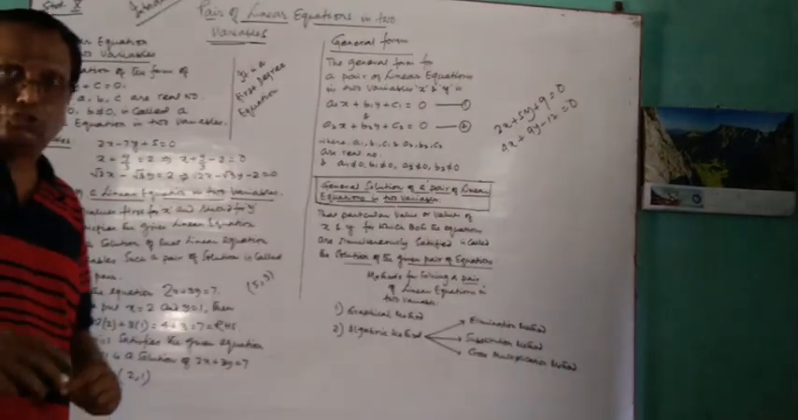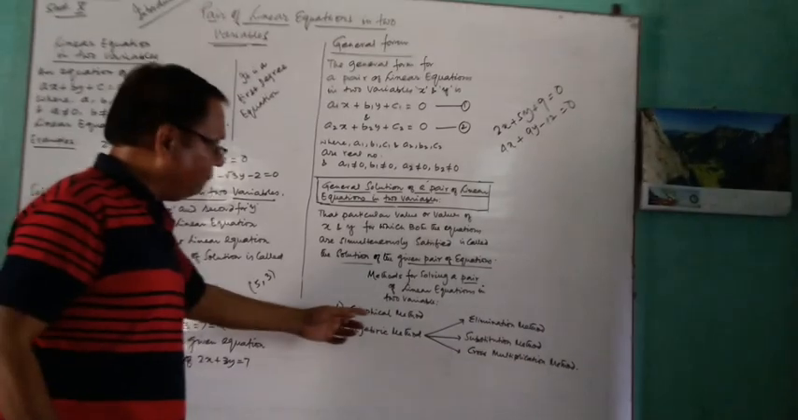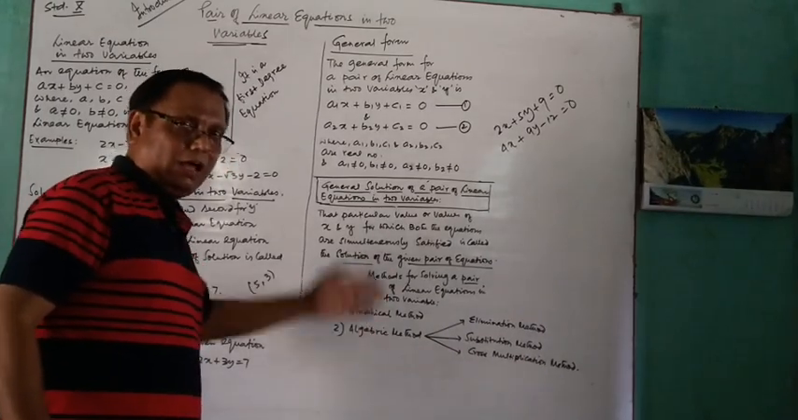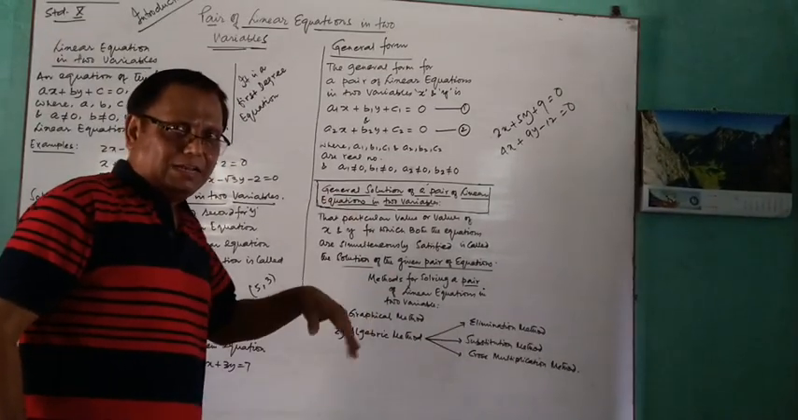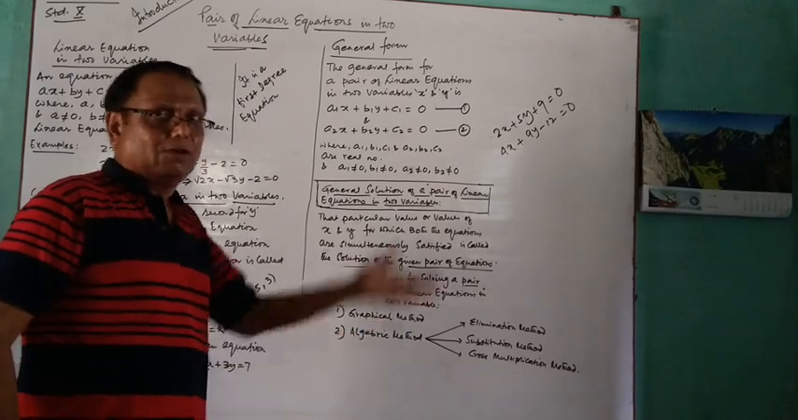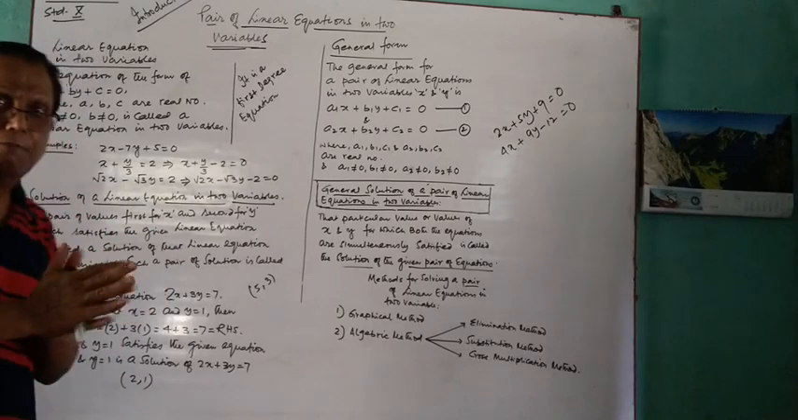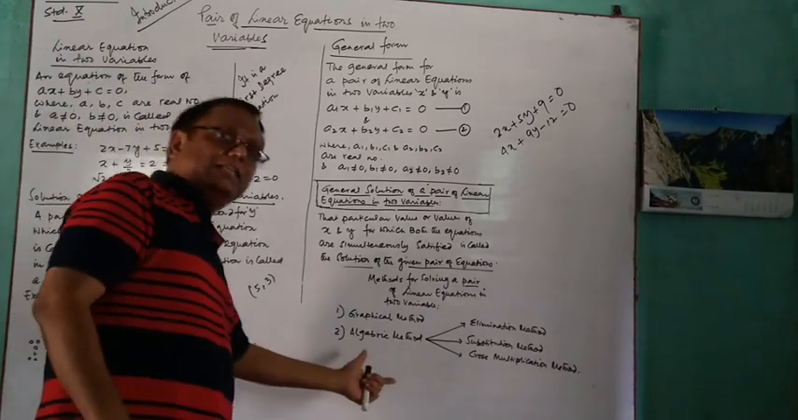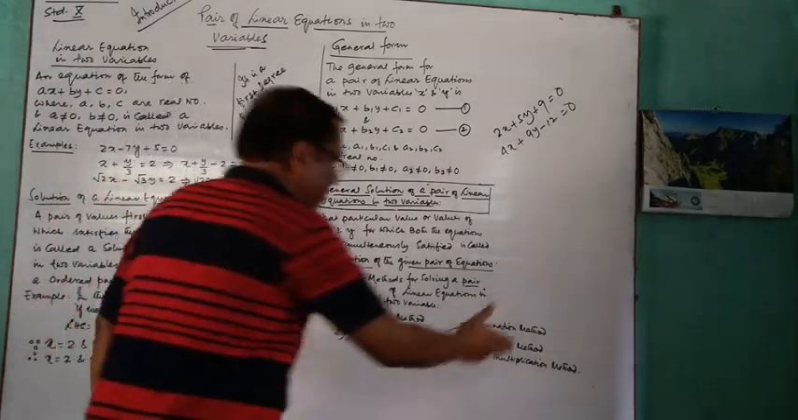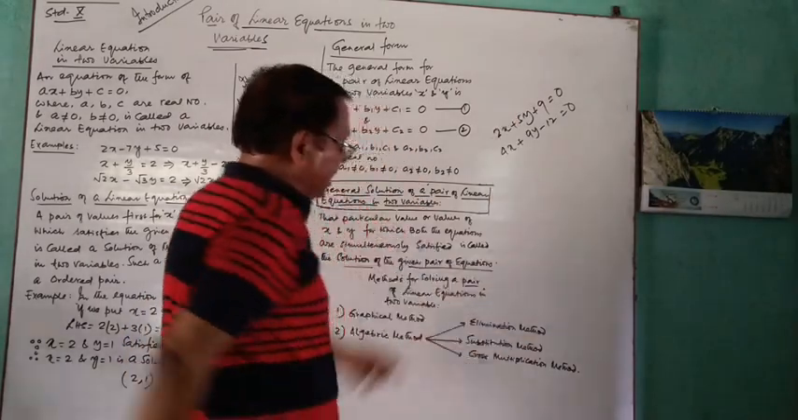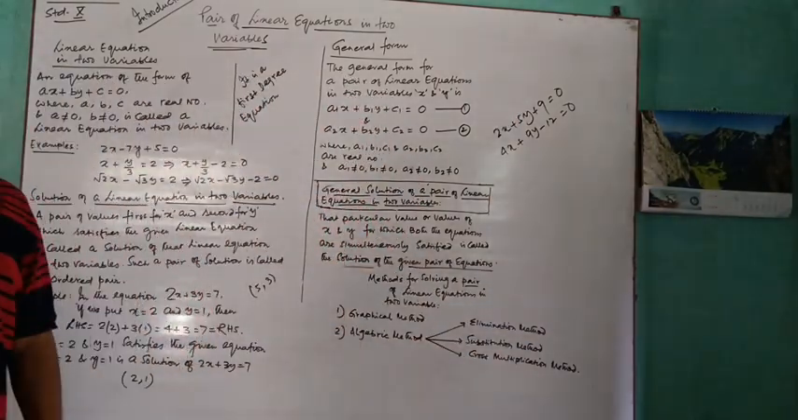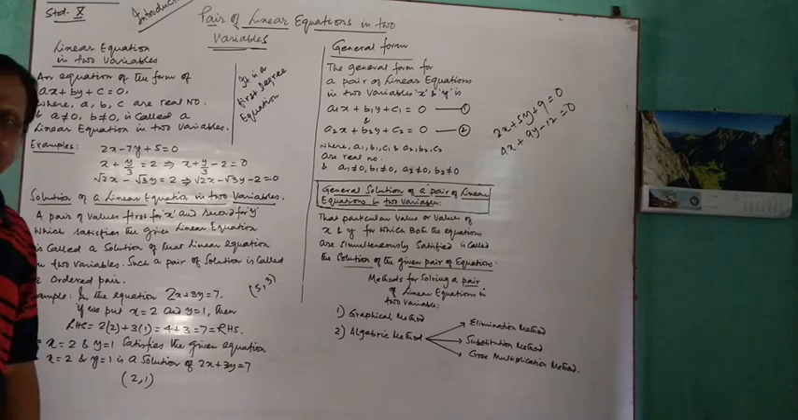In the next class, students, we will start the graphical method. I will show how to draw the graphs, and how to find the value of x and y, or the ordered pair, from the graph. And after completion of the graphical method, we will go for the algebraic method separately. First elimination, then we will go for substitution, and the third one is the cross multiplication method.